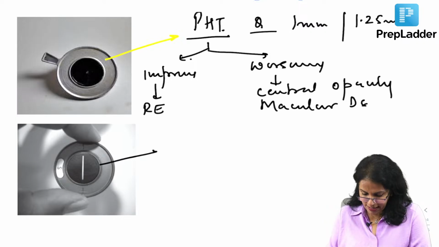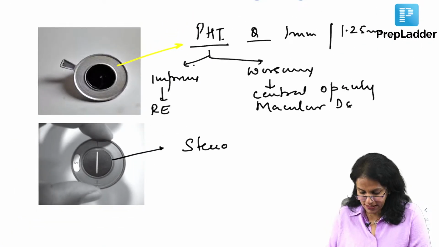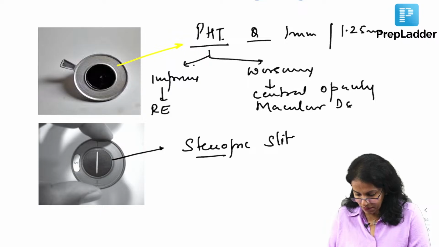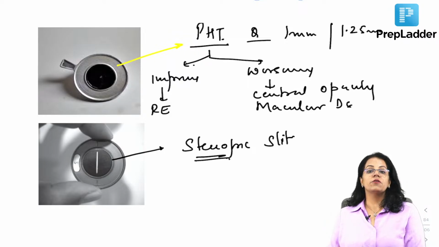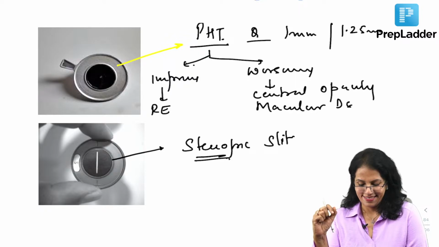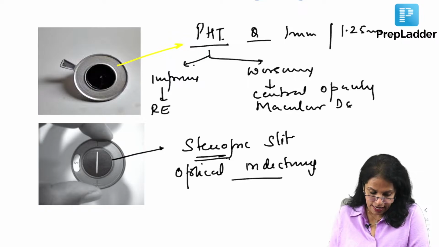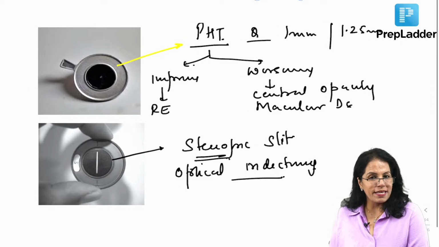And of course, what is this? We all know stenopic slit. We have learned the uses, stenopic slit, Fincham's test. It can also be used to find the axis where you have to do an optical iridectomy, right? For optical iridectomy. So please revise this again, very important, pinhole test and Fincham, that is stenopic slit.